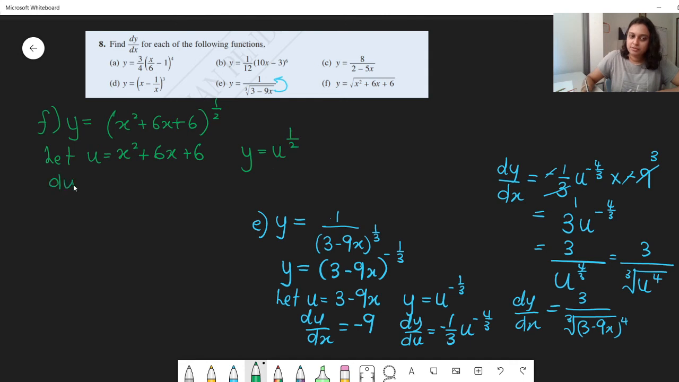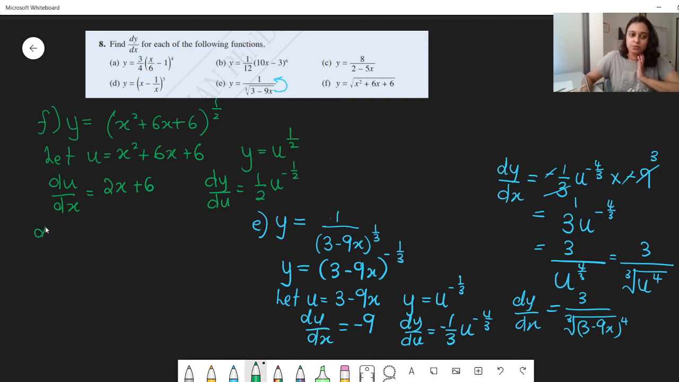Then you differentiate du dx, so you get 2x plus 6. Here you differentiate dy du. You get 1 over 2 u power of negative 1 over 2, because 1 over 2 minus 1 gives negative 1 over 2.